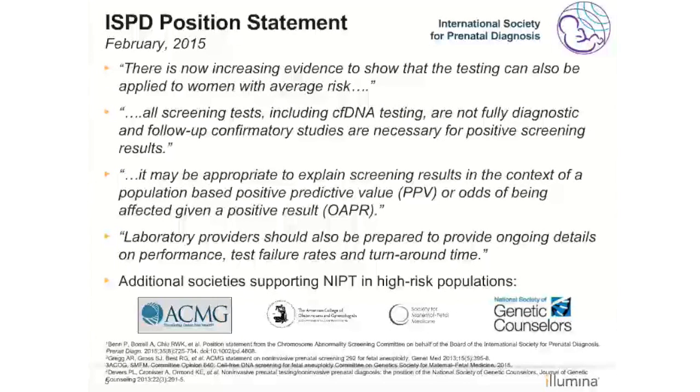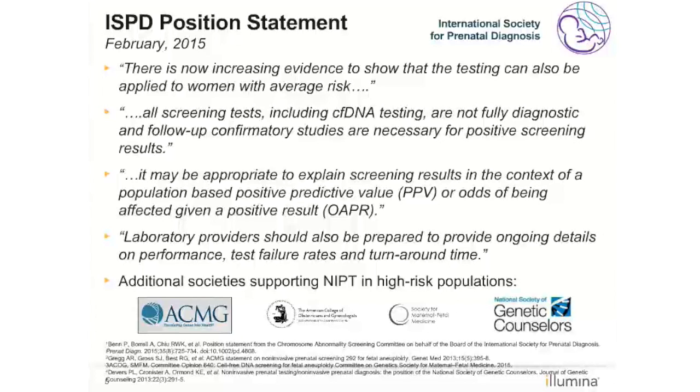In 2013, the International Society of Prenatal Diagnosis, or ISPD, released their position statement supporting NIPT as the most effective method for screening for trisomies 21 and 18, and that these tests are not considered diagnostic. In addition, they address the need for laboratories to release information pertaining to test metrics, including test performance, test failure rates, and turnaround time. In early 2015, ISPD published an update to their aneuploidy screening statement. They again addressed the need for laboratories to provide ongoing test metrics.